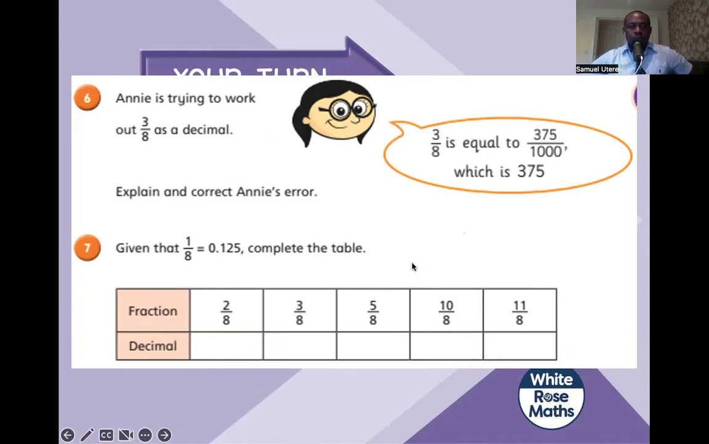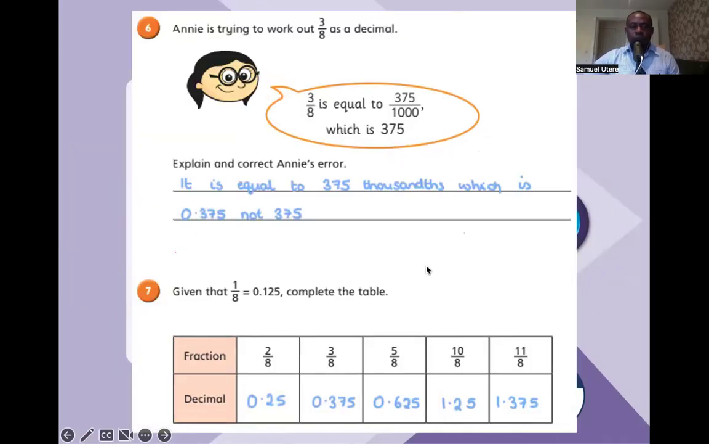Assuming you've paused the video and answered the questions, here are the answers. Let's discuss them. Question 6, you were asked, Annie is trying to work out 3/8 as a decimal. You were asked to explain why 3/8 is equal to 375 over 1000, which is 375.